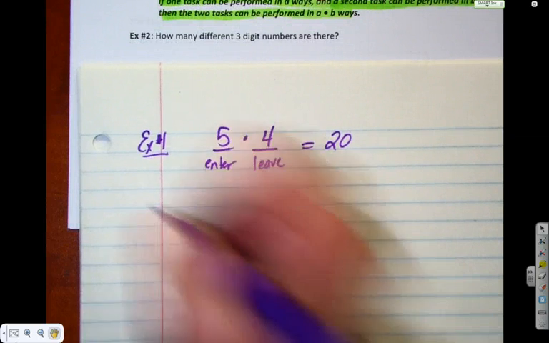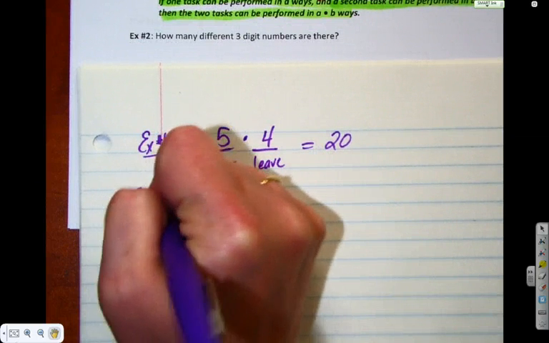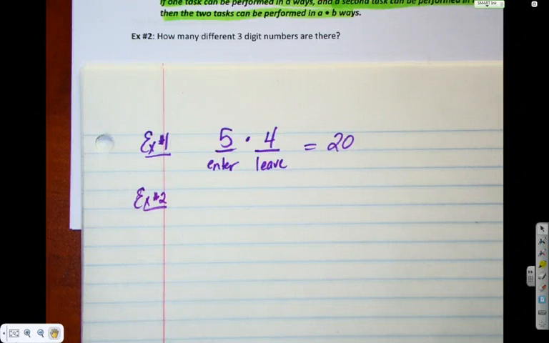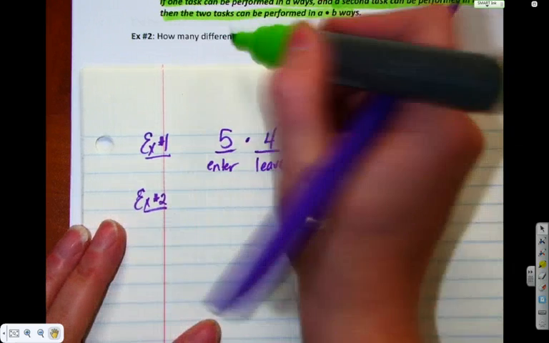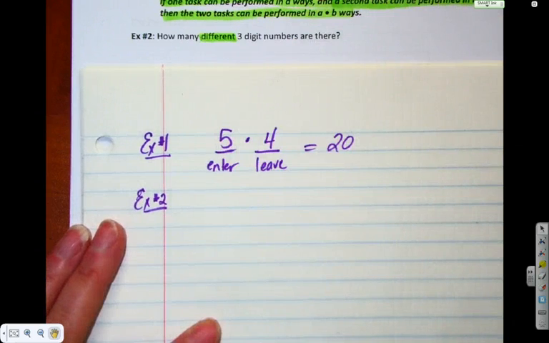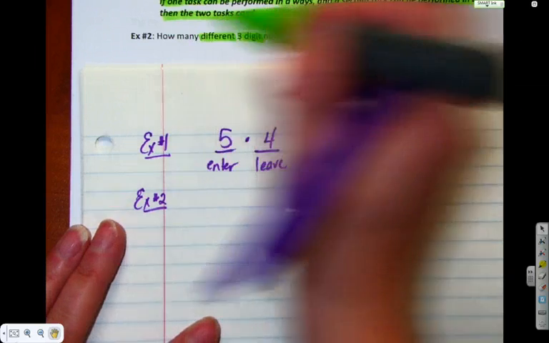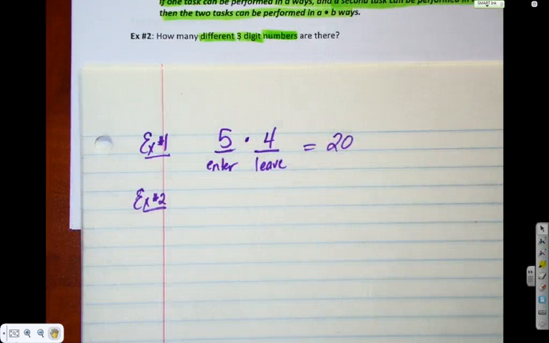Question number 2, read to understand. Take a deep breath. What do we need to know? 3 digits, ways, numbers.